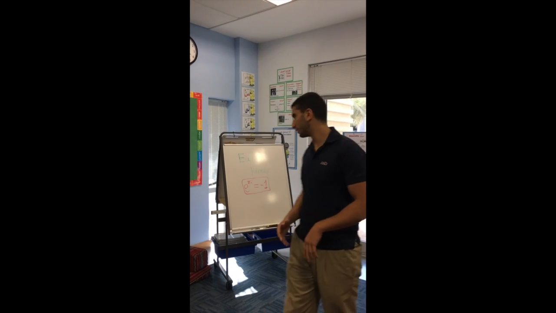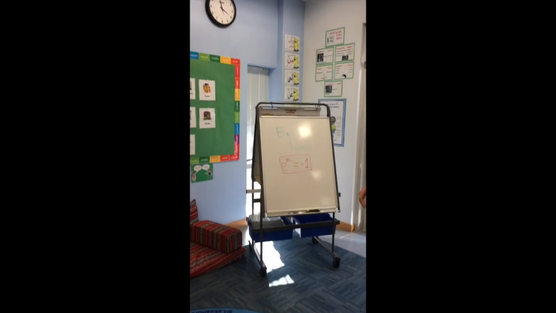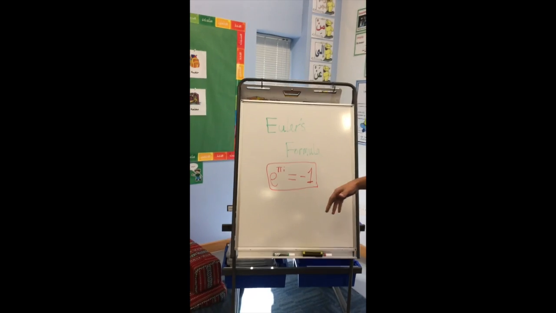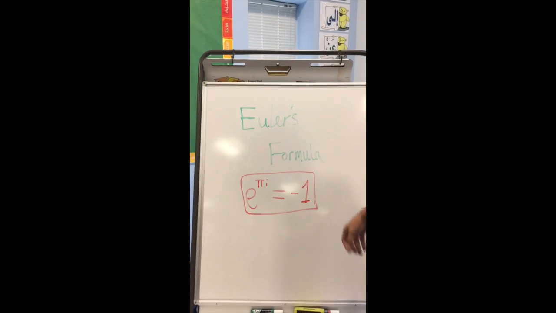Today I'm going to be talking about Euler's formula, and I'm going to basically prove why e to the power of pi i is equal to negative 1.